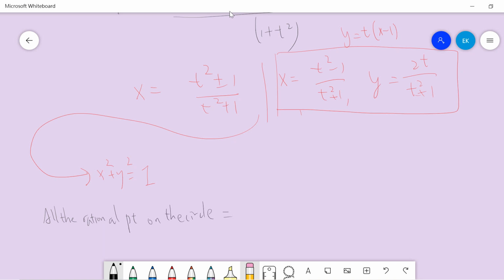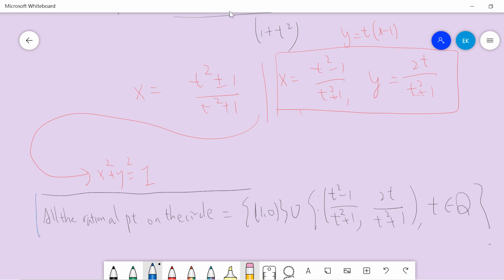is the point (1, 0), union all the rational numbers satisfying this relationship. So this is what we want.